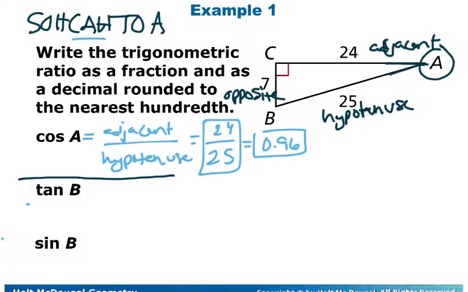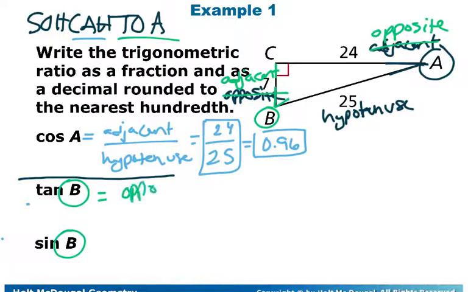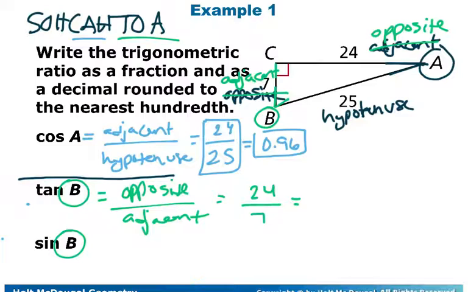Alright, then we're going to be talking about B now, and so because we're going to be on B, this is no longer my opposite, it's my adjacent, because it's coming out of angle B, and this is no longer adjacent, it's the opposite. So depending on what angle you are set at, A or B, your opposite is going to change. So tangent is opposite over adjacent. And so our opposite is 24, and our adjacent is 7. Of course, that doesn't get reduced, but 24 over 7 could become 3.43.